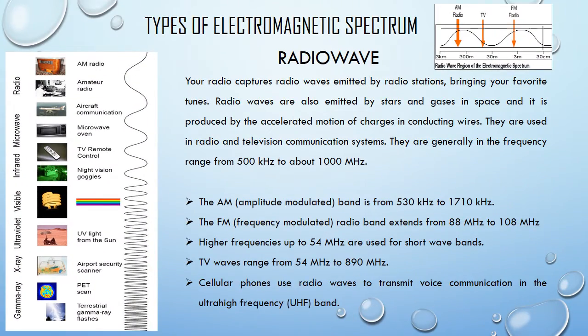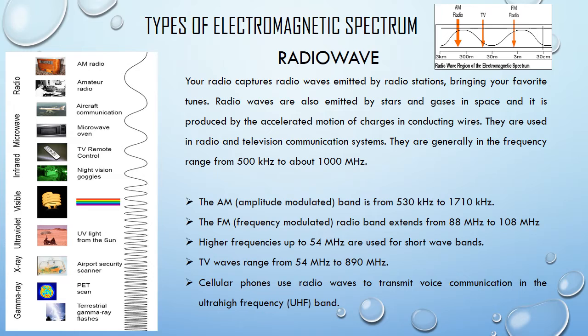The first type of electromagnetic spectrum is the radio wave. Your radio captures radio waves emitted by radio stations, bringing your favorite tunes. Radio waves are also emitted by stars and gases in space, and are produced by the accelerated motion of charges in conducting wires. They are used in radio and television communication systems. They are generally in the frequency range from 500 kHz to about 1000 MHz.